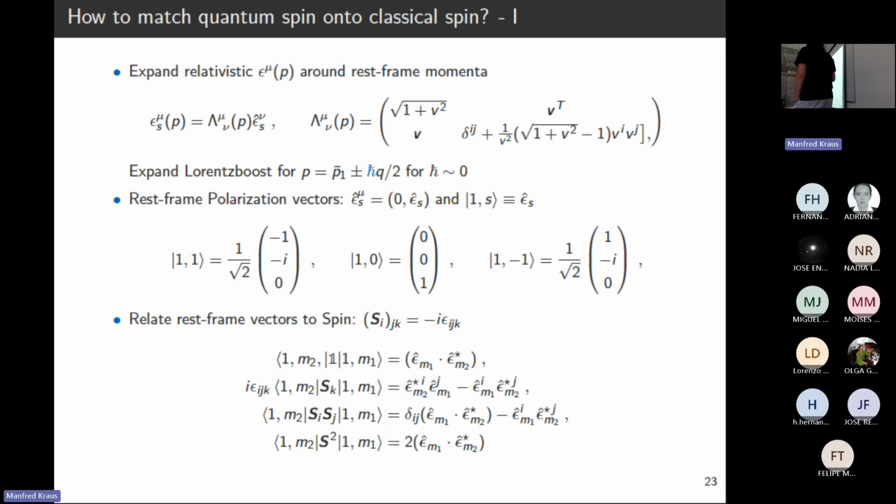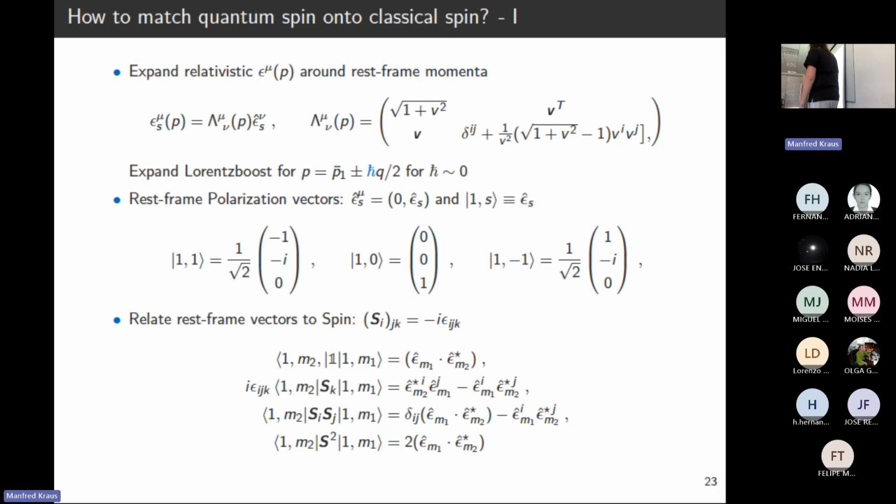So then in the rest frame, you have a spin one particle, so it's like normal relativistic quantum mechanics. You have the basis of your polarization states. And now you can relate expectation values of contractions of these things to spin expectations. So for example, if you have the identity, then this is simply a scalar product between the two states, which then becomes a scalar product between the two rest frame polarization vectors.